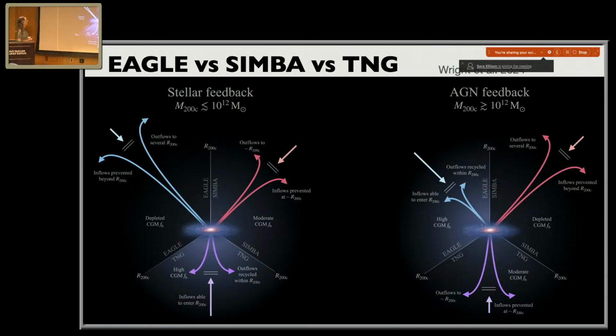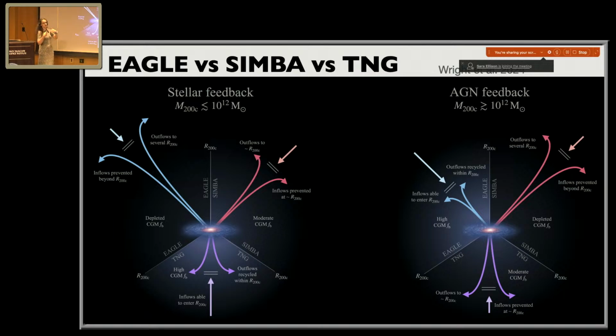And I love this illustration that just appeared on the archive. It's Wright et al., from Ruby Wright, 2024. This is showing how these feedback models effectively work, from Eagle on the left, TNG in the bottom, and Simba on the right. All of these are large-scale 100 megaparsec boxes. It's showing you how stellar feedback works, which is primarily dominant below the Milky Way scale, and then AGN feedback, which primarily dominates at higher masses. So here it's showing you how these different models behave.